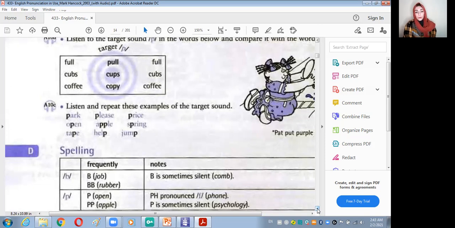Now the second row, when it comes in the middle of the word, like open, apple, and here the spelling is double P. So another way of spelling the P sound is double P, which we cannot pronounce as apple with a doubled sound. We don't have a shadda in English. So we say it like just one P. And spring, okay?